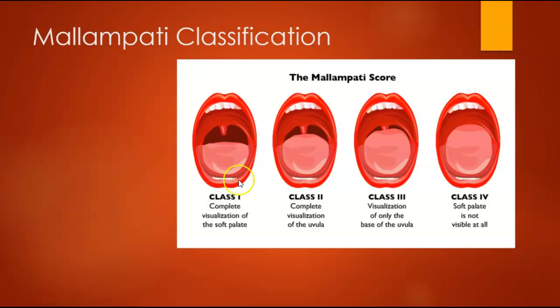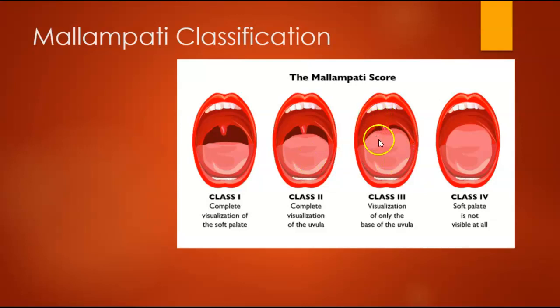the more difficult their intubation will be. So you guys all can do this. Go into the bathroom, take a look in your mouth, stick your tongue out and say ah. And if you're a class 1, that means you can completely visualize your soft palate in the back of your throat here. Class 2, I can still completely visualize my uvula, but I'm not seeing much of my soft palate anymore. Okay, so class 1 and class 2 mean that I probably am fairly easy to intubate.